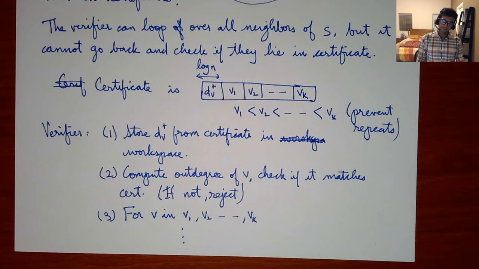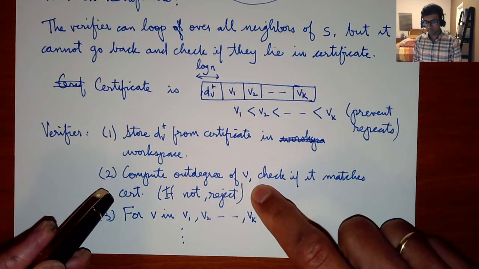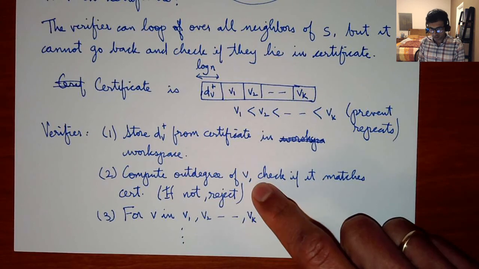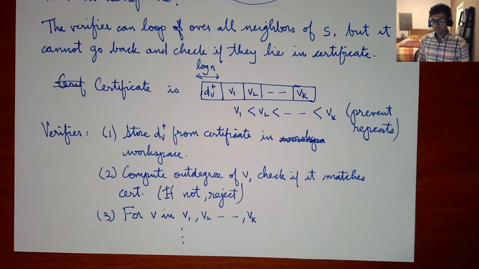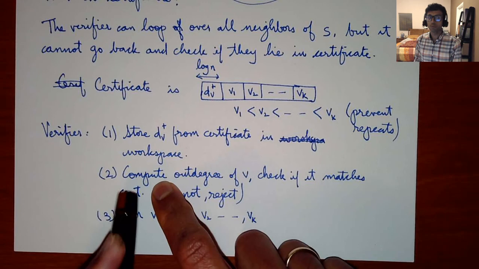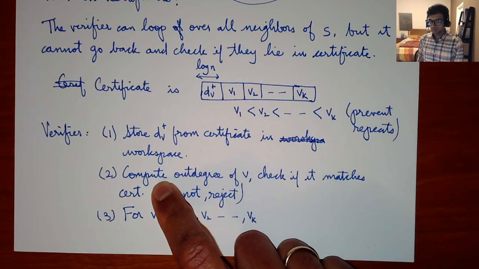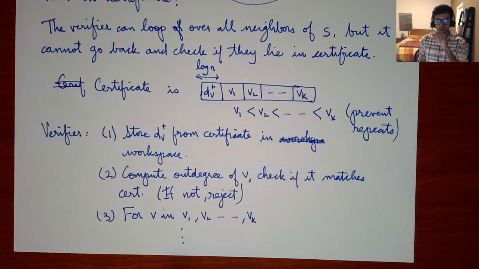Wait, but what if dv is also a lie? What if dv is also just the incorrect number of neighbors? Yeah. But then it would know. But what if dv is 5 and then there are 5 v's, but then the actual number of v's is 6? Is that possible? No, because it's actually going to compute the out degree. The machine can compute the out degree. This it can do, right? Because it can go through the adjacency matrix and just see how many ones there are in that row.